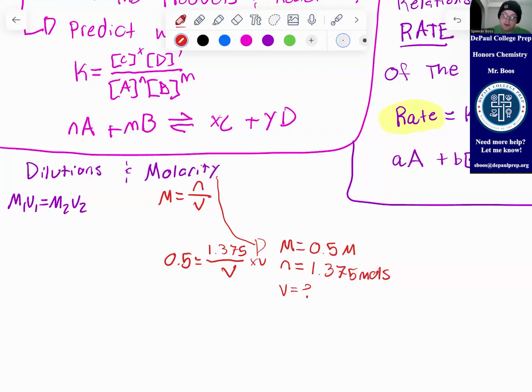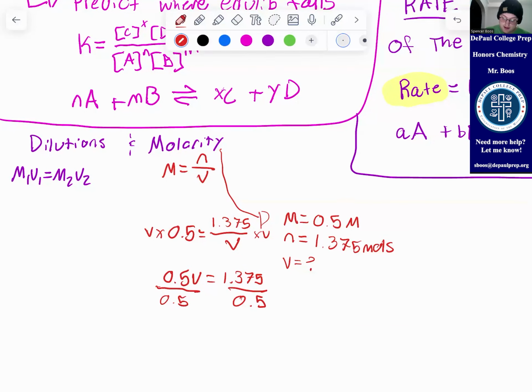After this, you multiply V on both sides because you can. It's just a variable, it's just a number essentially. So we have 0.5 V is equal to 1.375. Again, divide by 0.5, and we get, once I calculate it here, 1.375 divided by 0.5, and we get V is equal to 2.75 liters, which of course is my final answer.